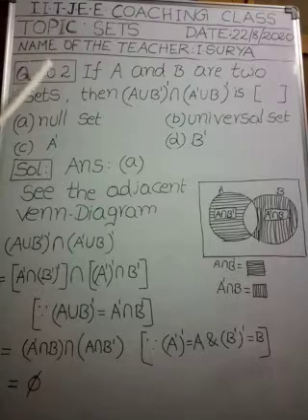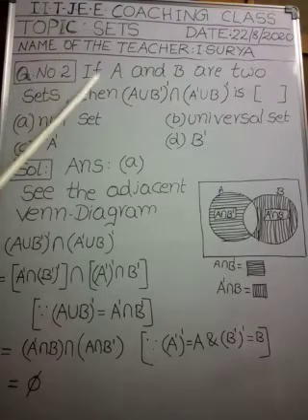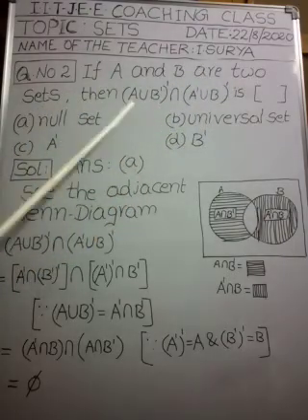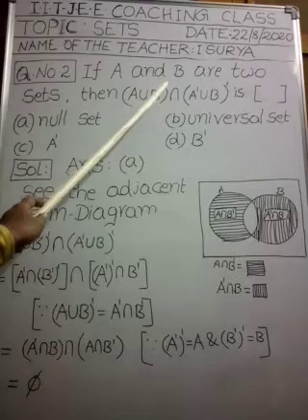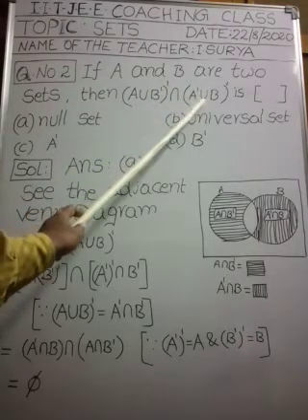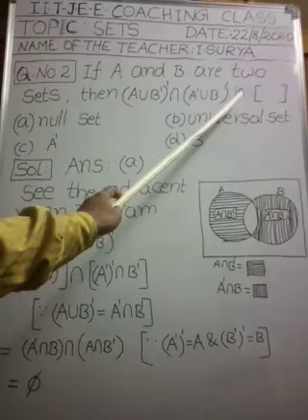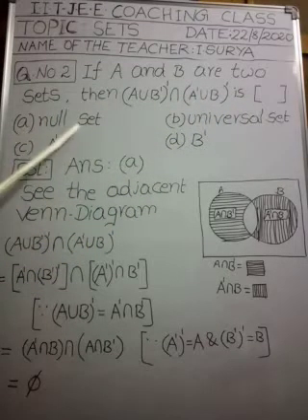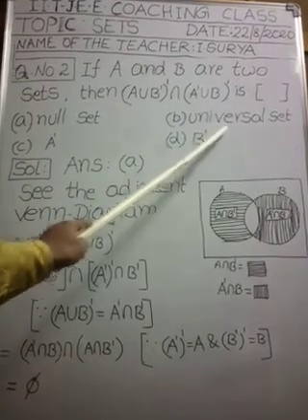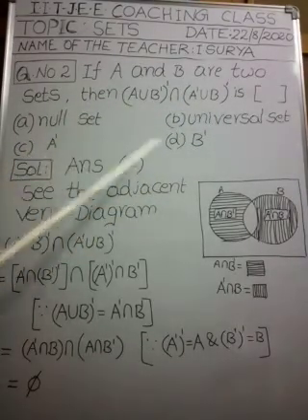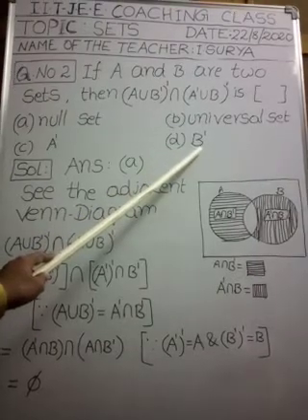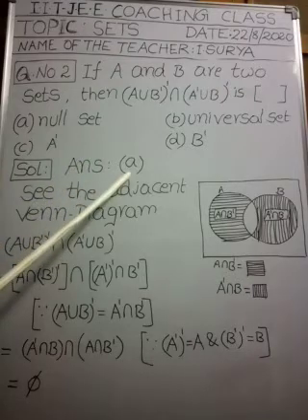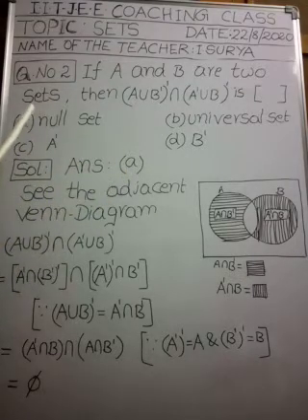Now come to question number 2. If A and B are two sets, then (A union B) dash intersection (A dash union B) whole dash is. Okay, my dear children. See these options. First option is null set. Second option is universal set. Third option is A dash. And the fourth option is B dash. Out of these four options, the first option is correct. Let us see the explanation part.